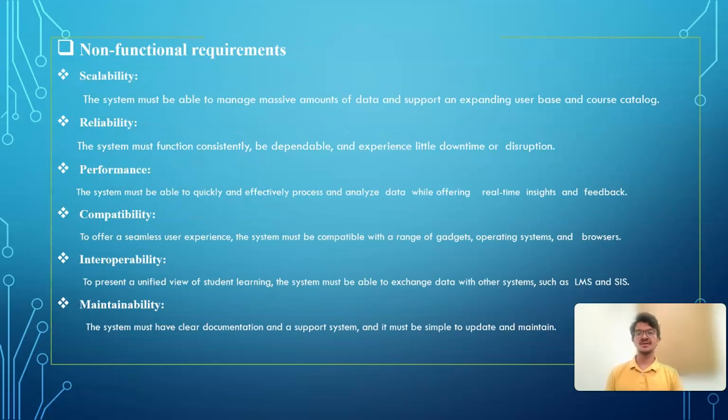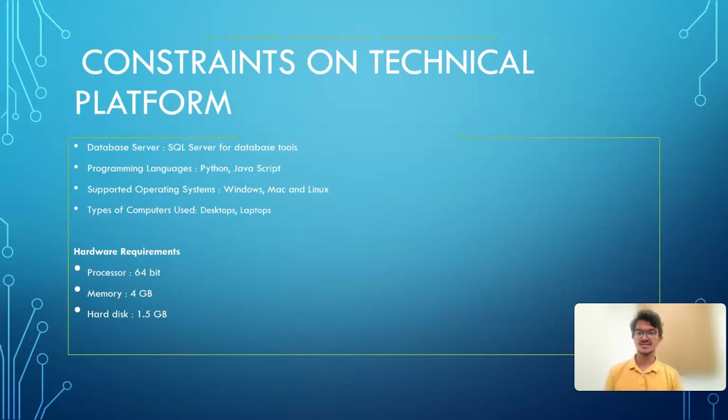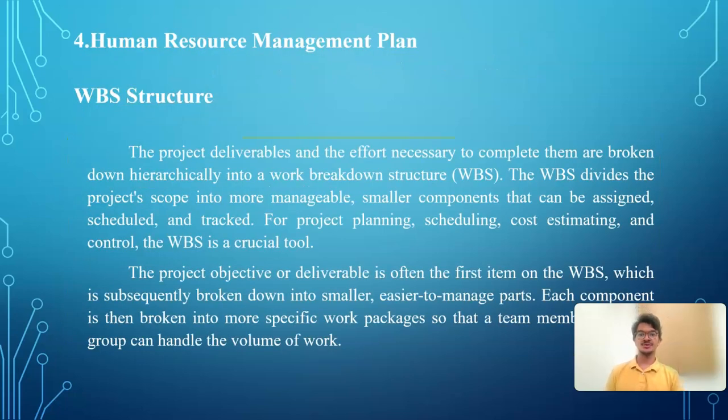Now, non-functional requirements. These are requirements that are necessary not from the point of view of our project alone, but in general for other projects as well: reliability, performance, maintainability, and interoperability. And now here are the constraints for the technical platform. We have used Python and Java. We prefer Python and Java for the programming languages, and for the operating systems, the popular ones: Windows, Mac, and Linux.